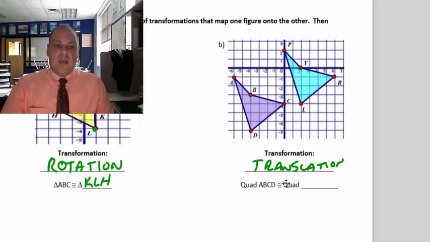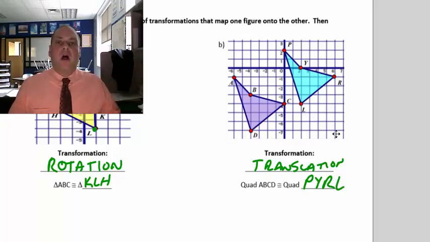And ABCD, well, A slid to P, so P. B slid to Y. Is that a Y or a V? Looks like a Y maybe. PY. C went to R. And then D went to L. So it's quad PYRL. That's how we would name that.